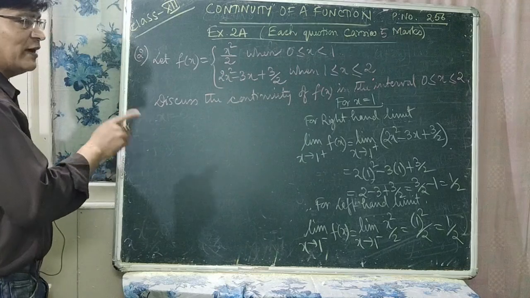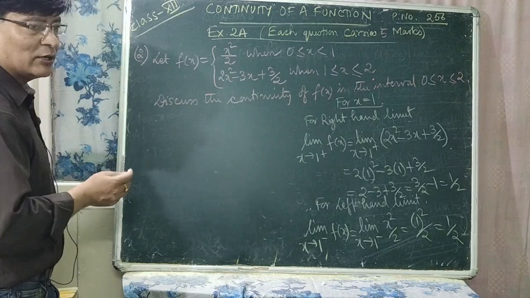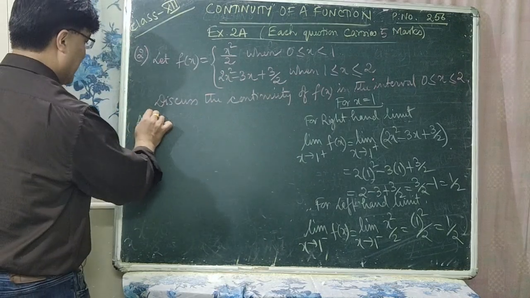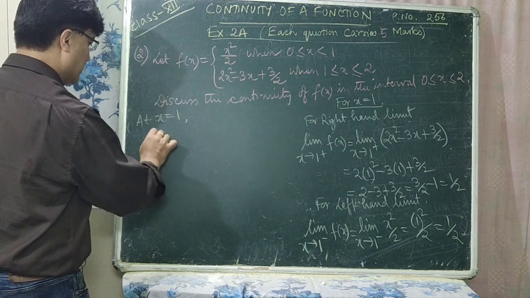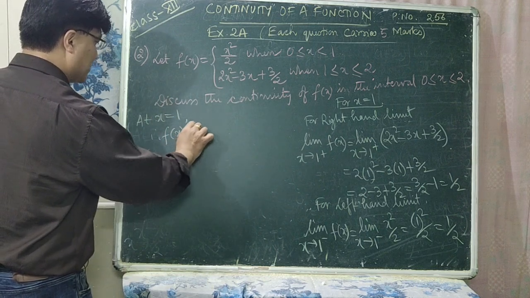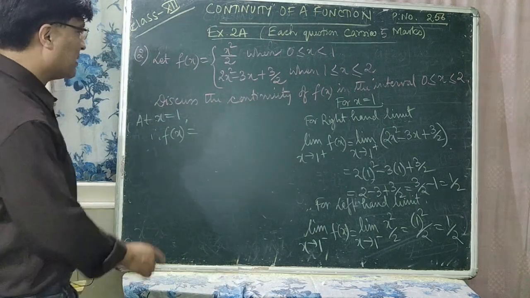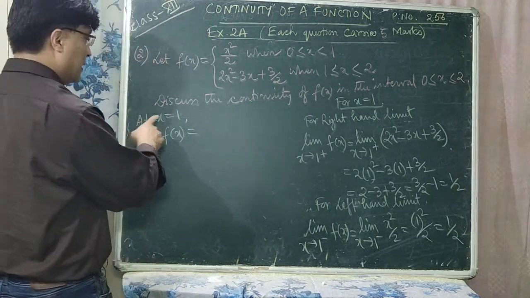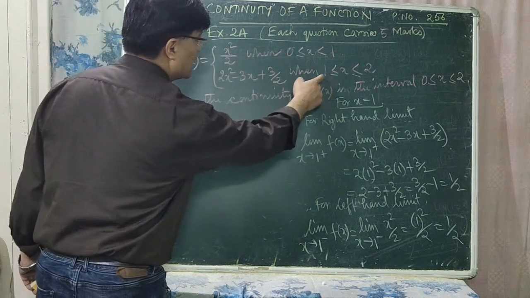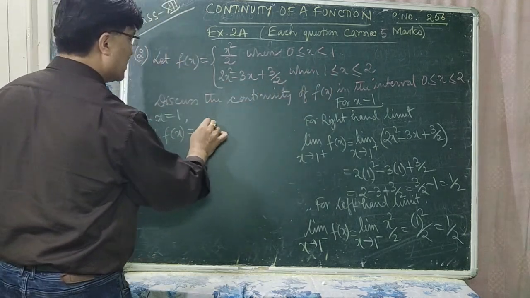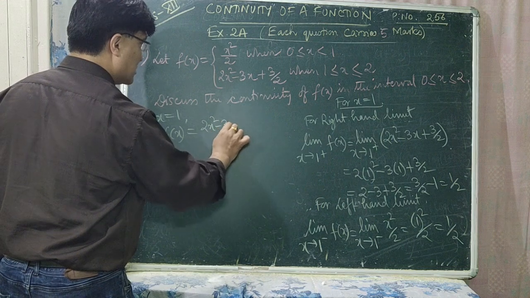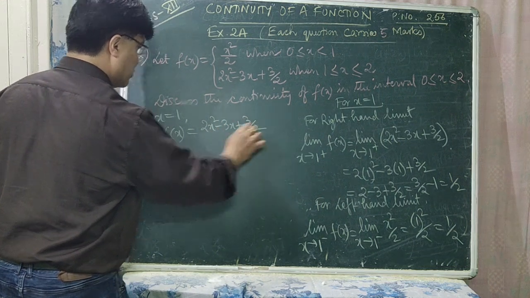you have to find out the value for f of x when x is exactly equal to 1. So at x is equal to 1, what is the value for f of x? When x is equal to 1, f of x is this one, right? So 2x square minus 3x plus 3 by 2.